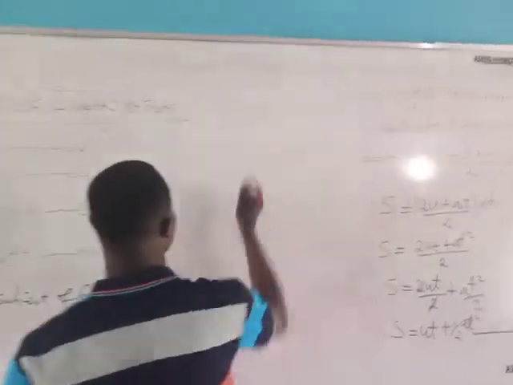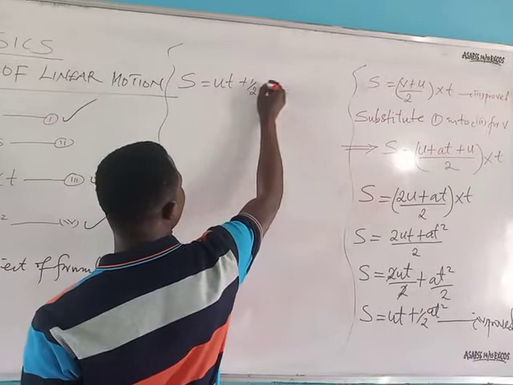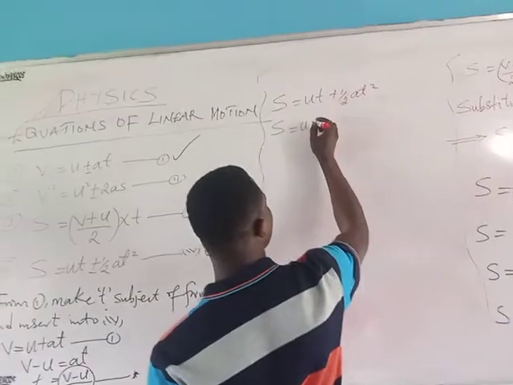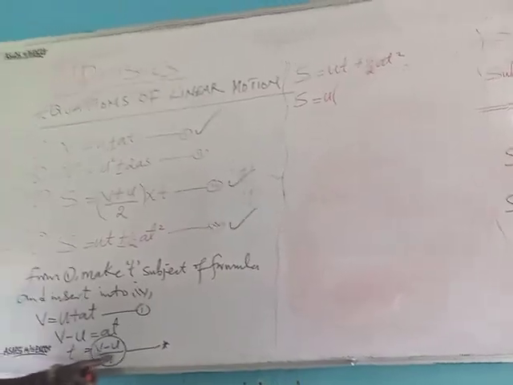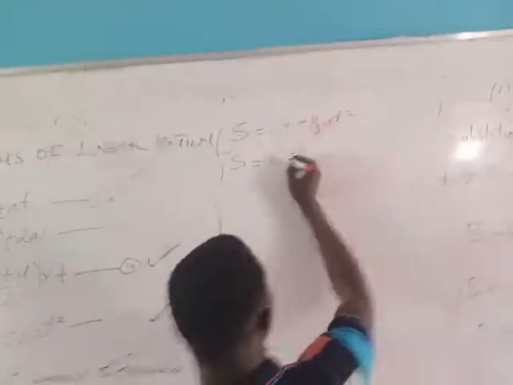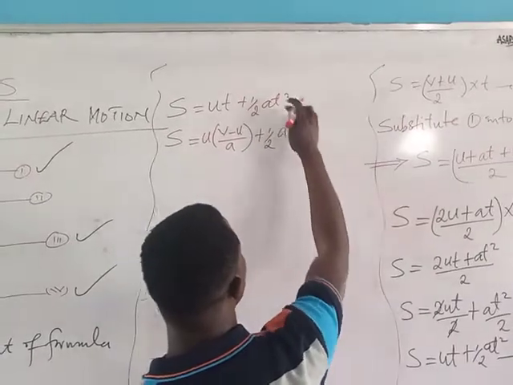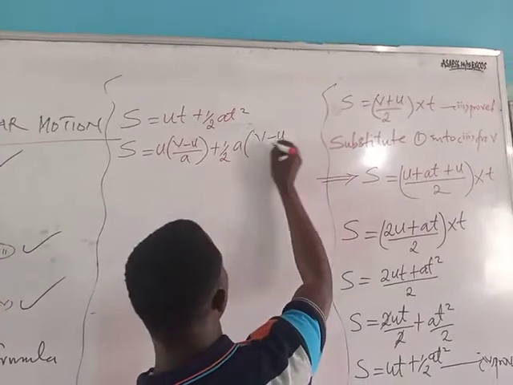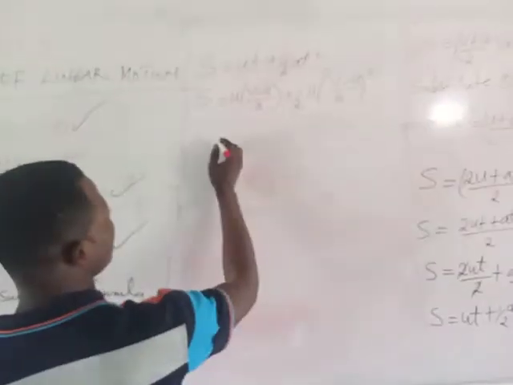So we have from equation 4, x is equal to ut plus half at squared. And we have x is equal to u times t. And what is our t? This is my t: v minus u all over a. That is v minus u over a. Then plus half a into t. And what is my t? v minus u all over a, all squared. Then I will simplify this.